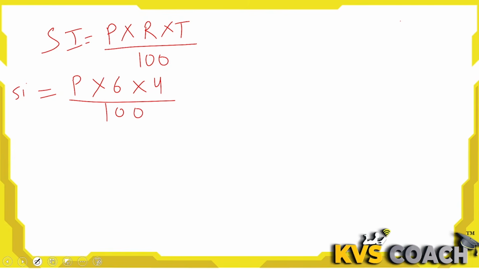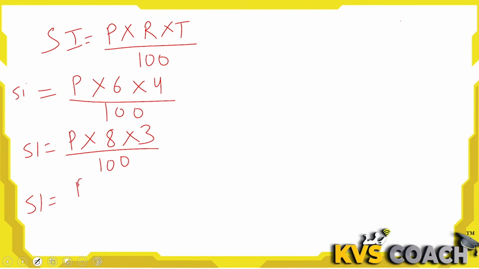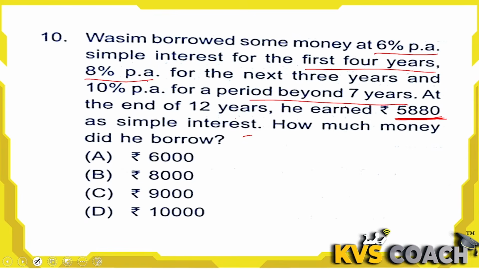For the second period, P was the same, and the rate of interest was 8%, and for 3 years he got it. For the third period, P is the same, the rate of interest is 10%, and the time period is, look, it is given for the period beyond 7 years, but after the end of 12 years he earned this. End of 12 years means 4 years here and 3 years here. 4 plus 3 is 7, and here it is 12 years of interest.